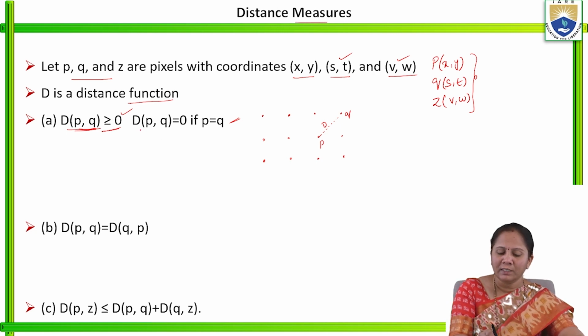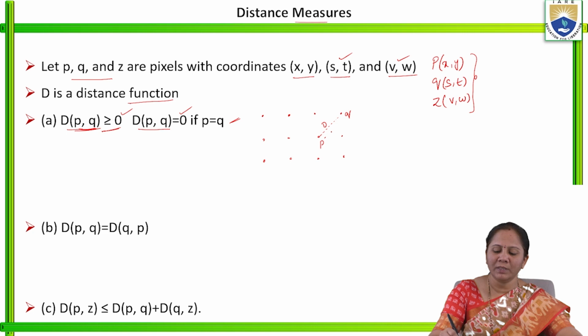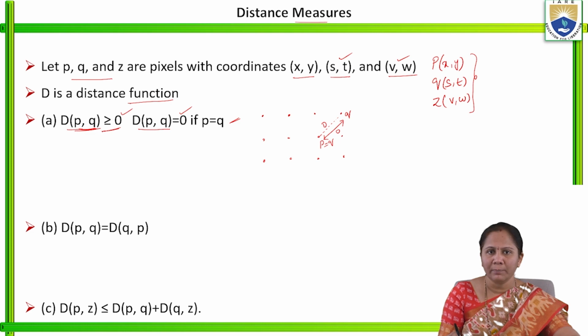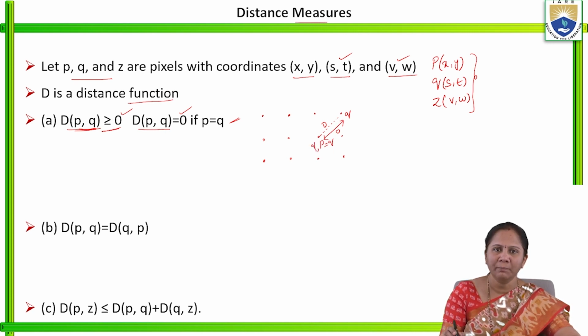In another case, the distance between P and Q will be equal to 0 if P is equal to Q. That means if both the pixels are the same, then the distance between the 2 pixels will be equal to 0. So if the pixels P and Q are the same, the distance between them will be equal to 0.